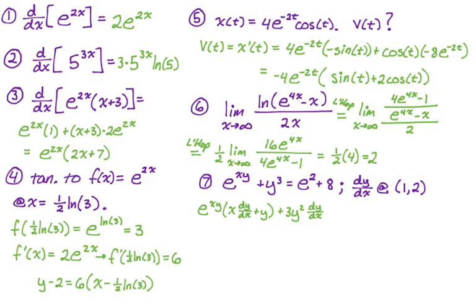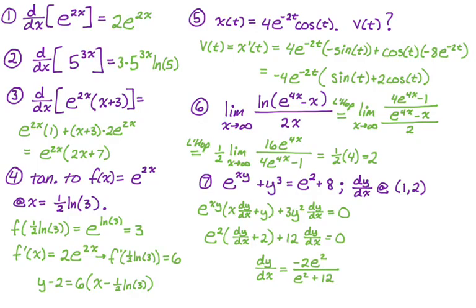So this whole thing is just going to be equal to 0 because the right side is a constant. What I'm going to do here, because I have to find dy/dx at a point, is substitute x equals 1 and y equals 2 right away. So I end up with e squared dy/dx plus 2, and then plus 12 dy/dx equals 0. Now I'm just going to go through and solve for dy/dx. So this is all arithmetic, basically. I guess it's kind of algebra. It's algebra and arithmetic, but not really calculus at that point.